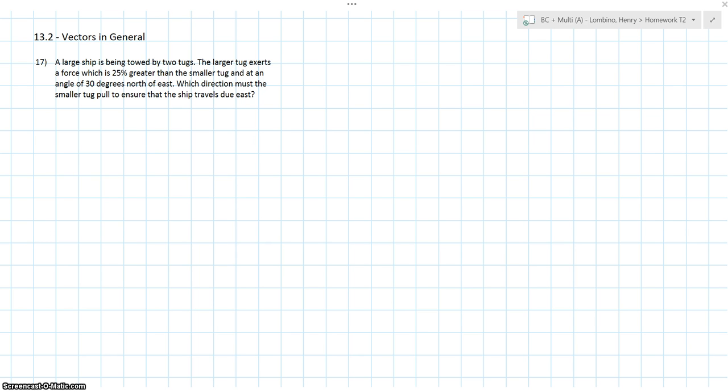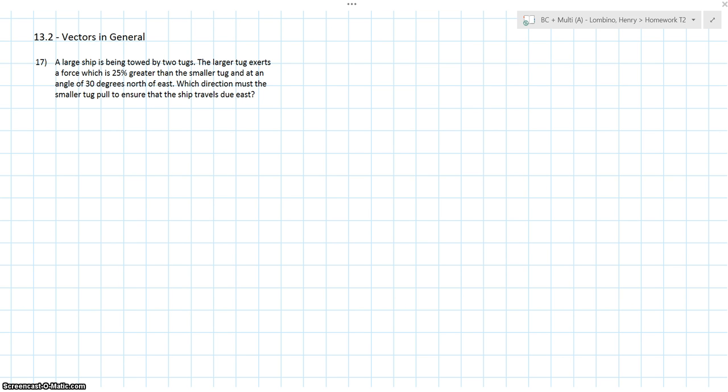Alright, so we're going to be looking at 13.2, chapter 13.2, which is vectors in general. This is not your standard vectors, these are going to be vectors in 3-space. Luckily, however, the problem we're looking at right now is not in 3-space, so that makes it a little bit simpler, but just a little bit. Alright, so let's look at what we got here.